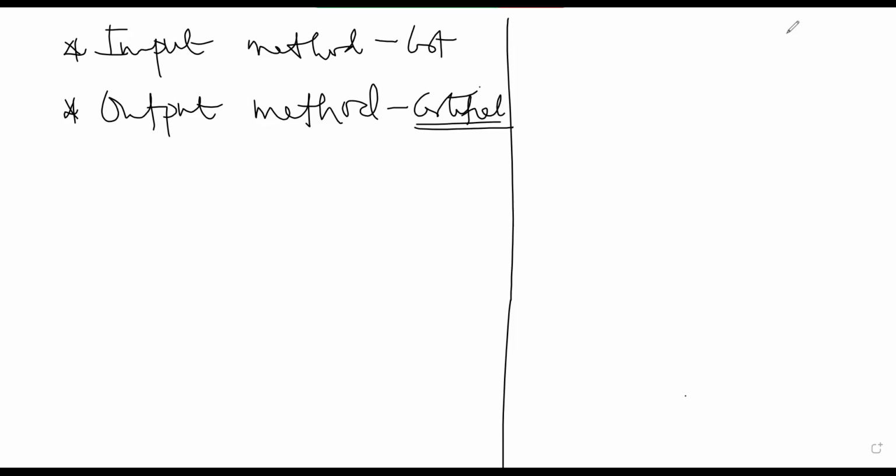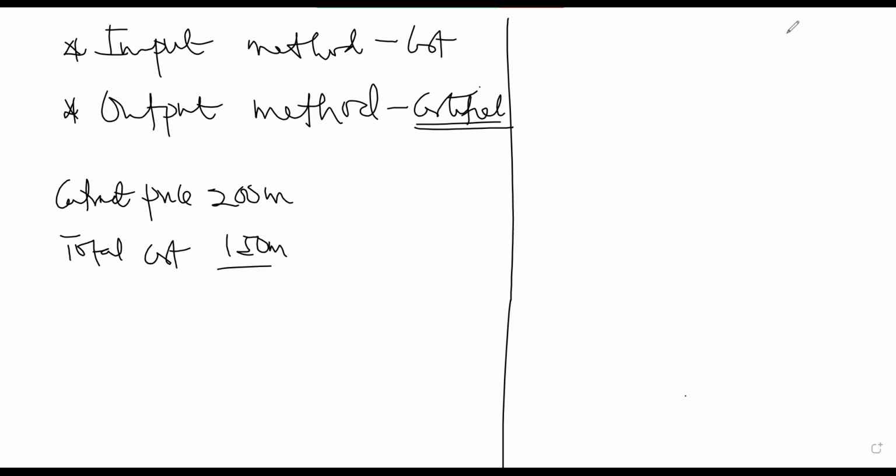Okay, assuming we have entered into a contract to construct maybe a bridge for 2 years, and the total contract price is 200 million, and the total cost that we are expecting to spend on this particular contract is 150 million. What would be the overall profit from the contract? 50 million. Okay, 50 million.